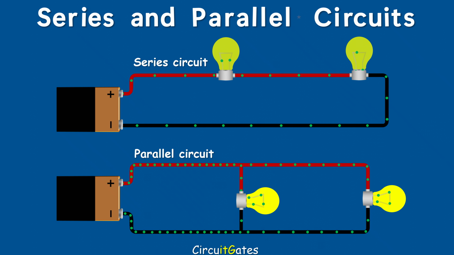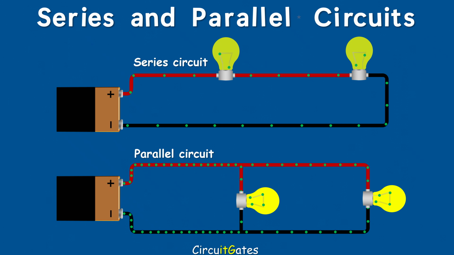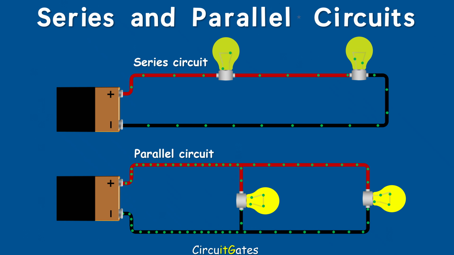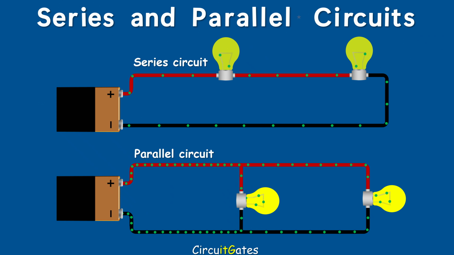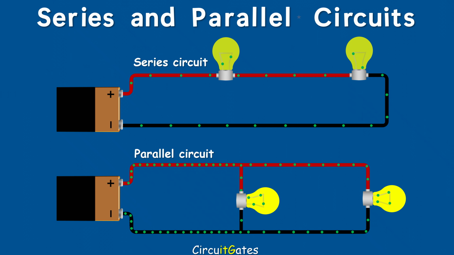In a series connection, current flowing through a component depends on the total resistance of all components in series, while in a parallel connection, current through a component depends on its resistance. More current flows through components connected in parallel than in series. That is why the bulbs in a parallel circuit are brighter than the bulbs in a series circuit.